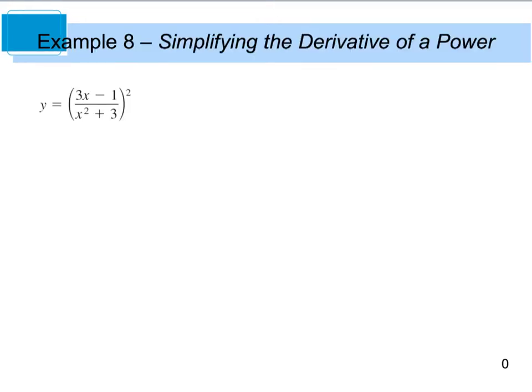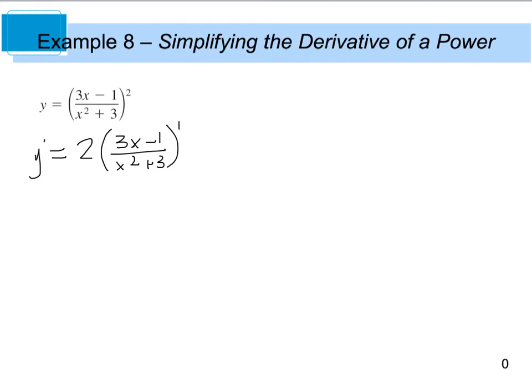Example 8, we're given that y equals the quantity of 3x minus 1 divided by x squared plus 3, all raised to the second power. This is a classic chain rule. So we're going to start out by differentiating, or finding y prime. We're going to take the derivative of the outside, which is going to give us 2 times the quantity of 3x minus 1 divided by x squared plus 3, and we're going to raise that to the first power.